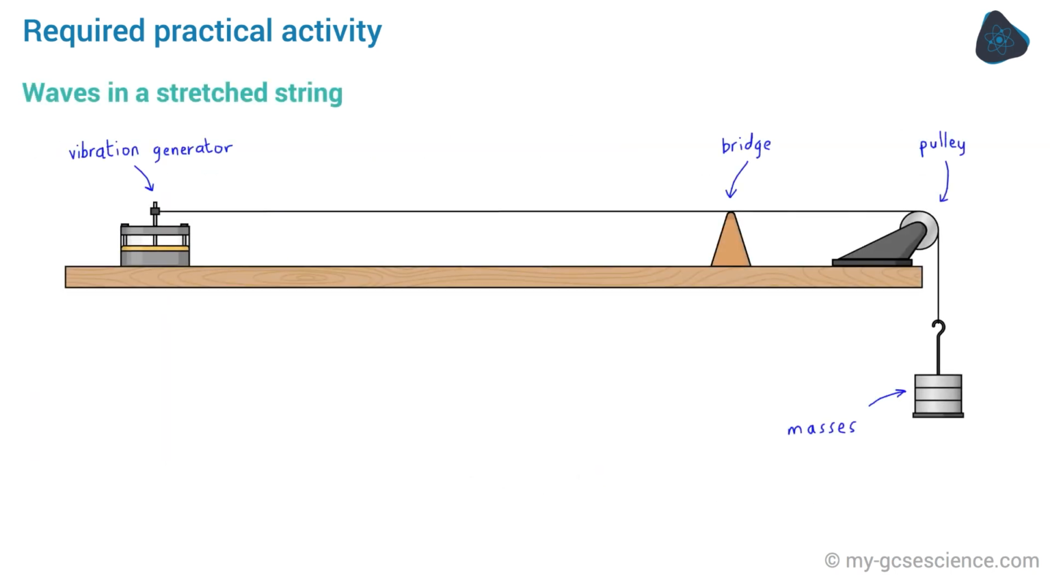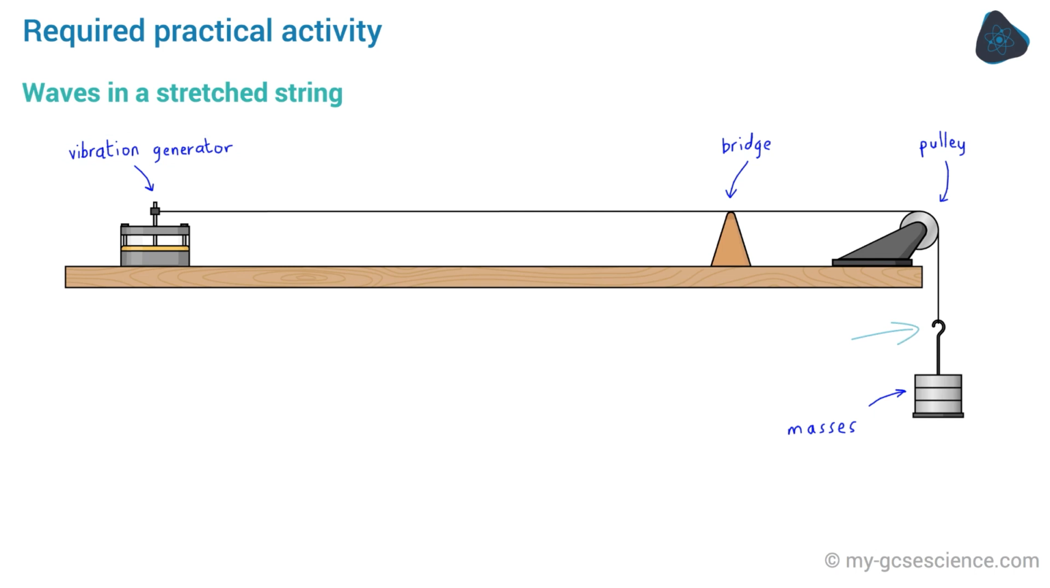The second part of the required practical for this part of the course is on investigating the waves in a stretched string or elastic cord. The most common experimental setup for this investigation looks like this. One end of the string is tied to the vibration generator and the opposite end to the mass hook.